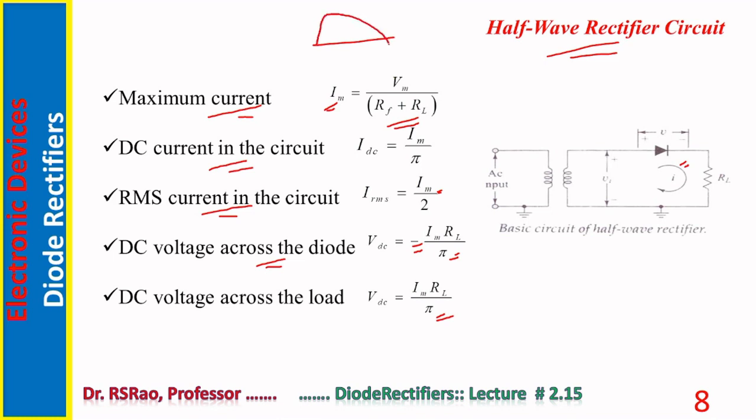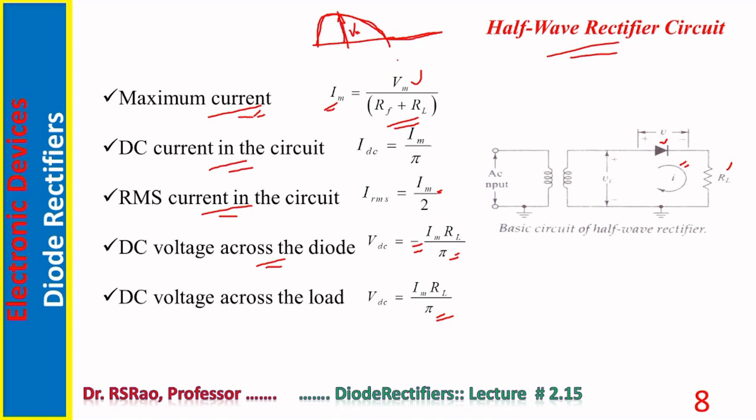Input voltage is like this. If this is Vm, naturally current is the voltage to resistance ratio. This is voltage, maximum value or amplitude. Resistance in the circuit is Rf, RL. We are focusing on maximum current. During positive half cycle, only current flows. During negative half cycle, no current flows. So we need not worry about current in the negative half cycle. Our focus needs to be entirely on the positive half cycle.